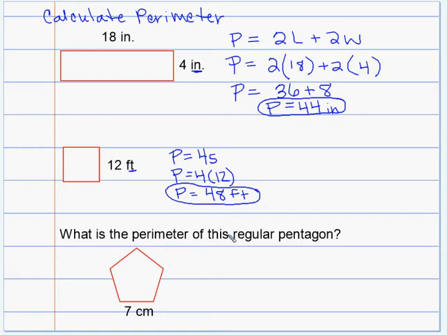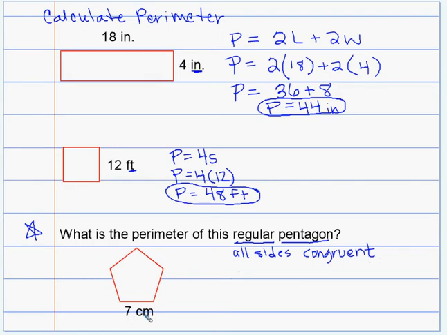Next we have, what is the perimeter of this regular pentagon? Okay, now this is going to be one of those examples that you'll want to know well, because it seems like you'll have a lot of problems with regular pentagon, hexagon, whatever it is, and we get tripped up on it. So remember that regular means all the sides are congruent. It also means all angles are congruent, but we don't need to know that for this problem.